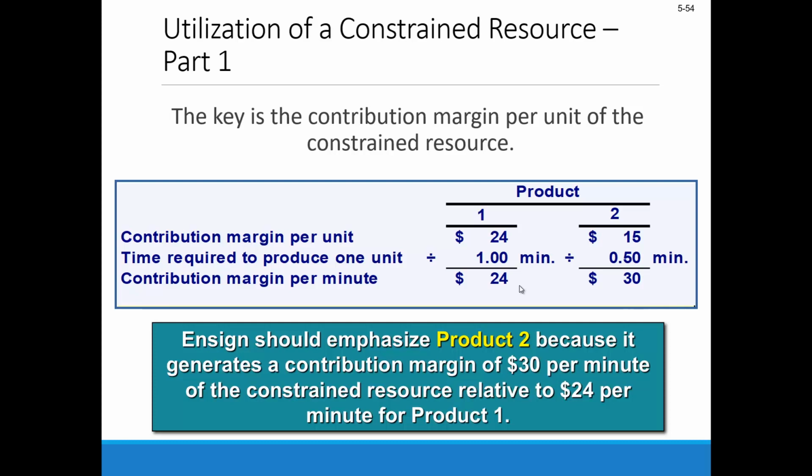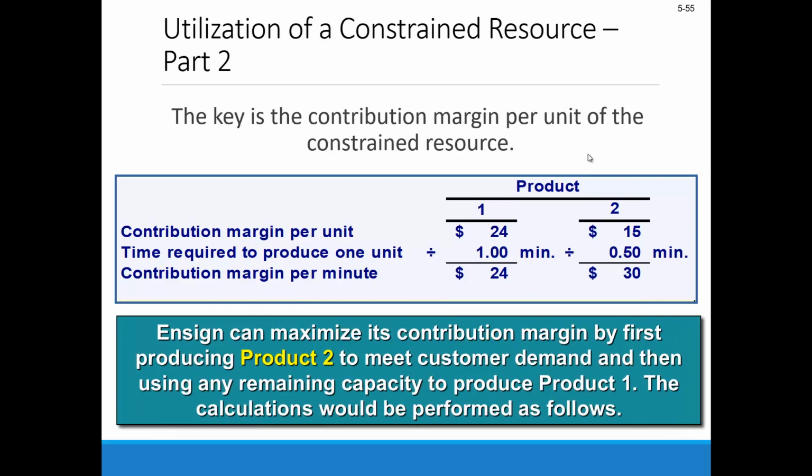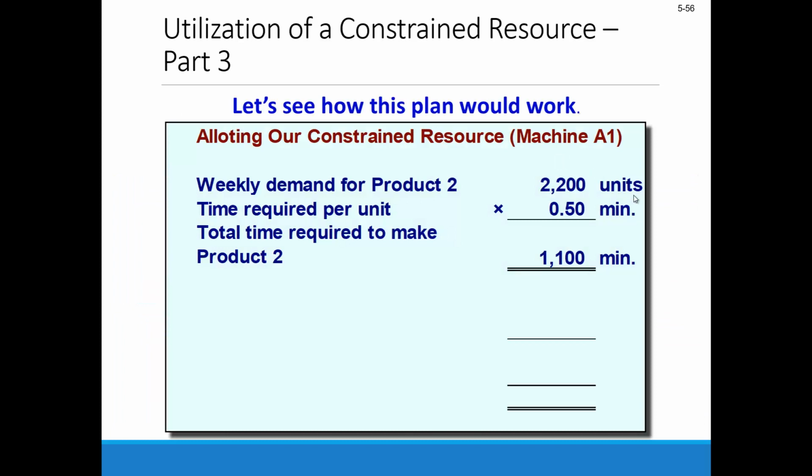So the better use of the constrained resource, that bottleneck, the machine A1, is Product 2. So we should try to make and sell as many units of Product 2 as we possibly can, and then with whatever time is left, we should focus on making and selling Product 1. So we can maximize our contribution margin as a whole by producing Product 2 to fill every bit of customer demand we have for that product, and then and only then using the leftover for Product 1. And we could come up with numbers for that as we work through here.